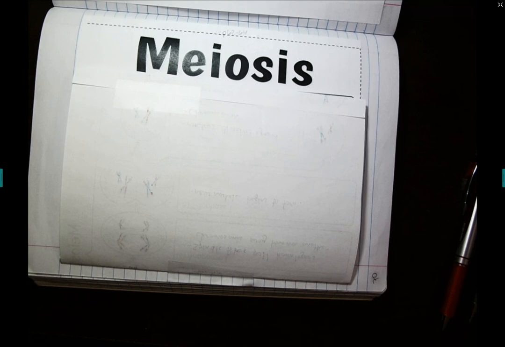That is our notes on meiosis. If you have any questions or concerns about what we talked about, please be sure to let me know.